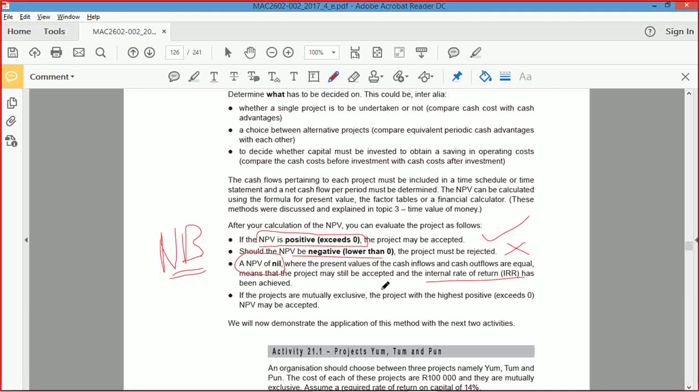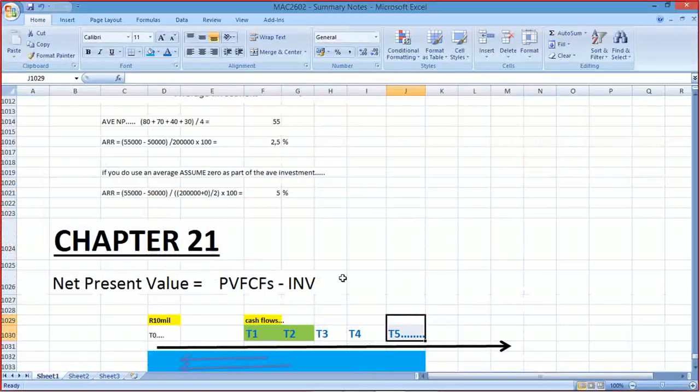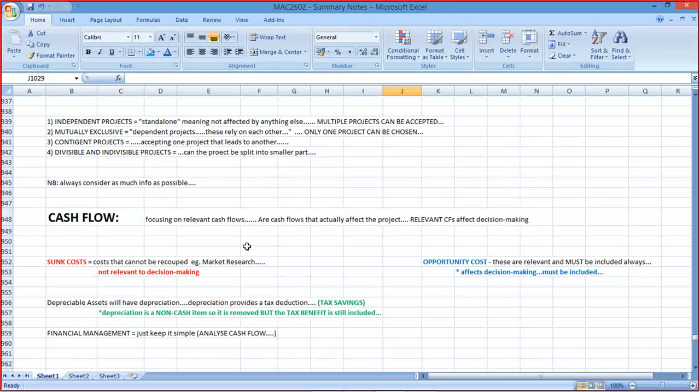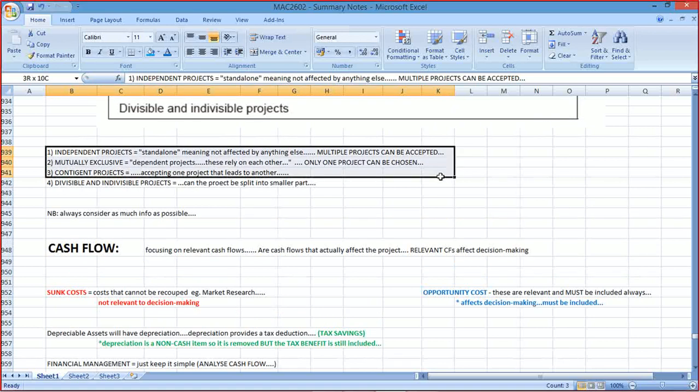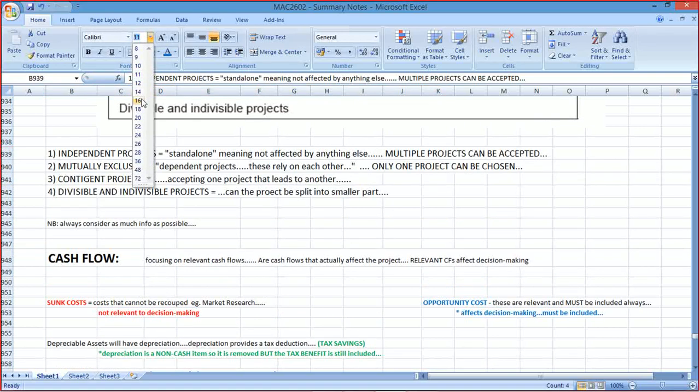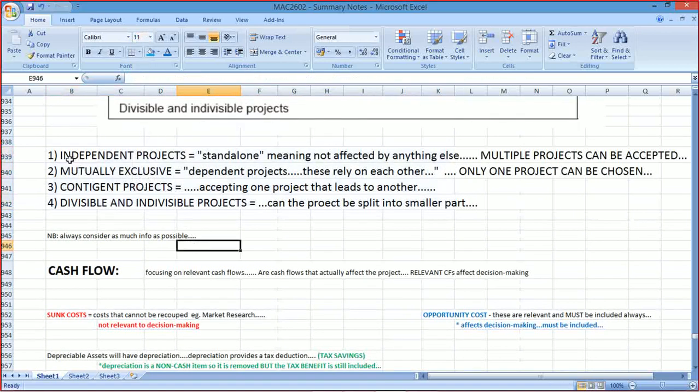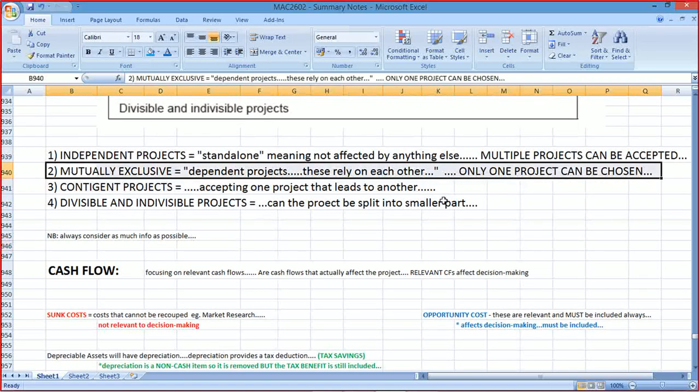If projects are mutually exclusive, we spoke about independent and mutually exclusive projects. If something is mutually exclusive, can I accept more than one? No, I can't. Remember there was independent and mutually exclusive. Let's go back. Independent projects are standalone. Can I accept more than one? Yes, I can. Mutually exclusive, the one depends on the other.